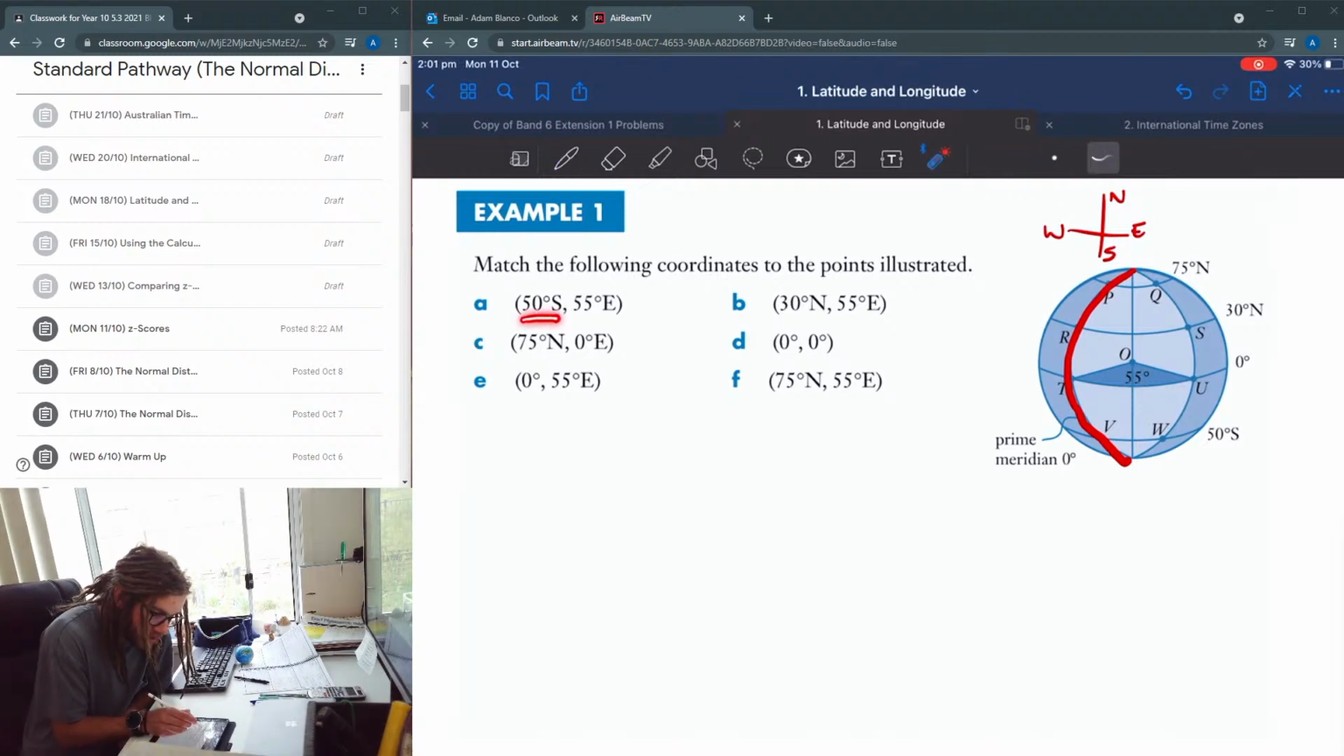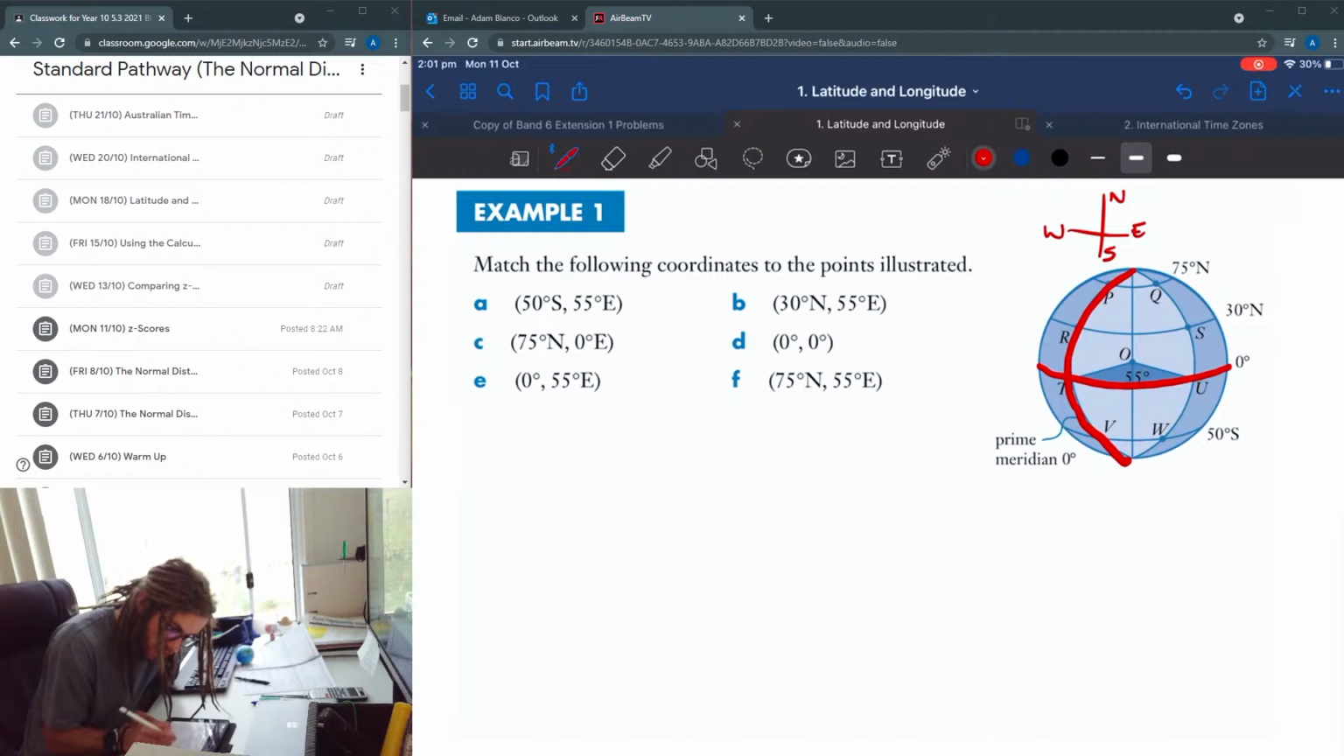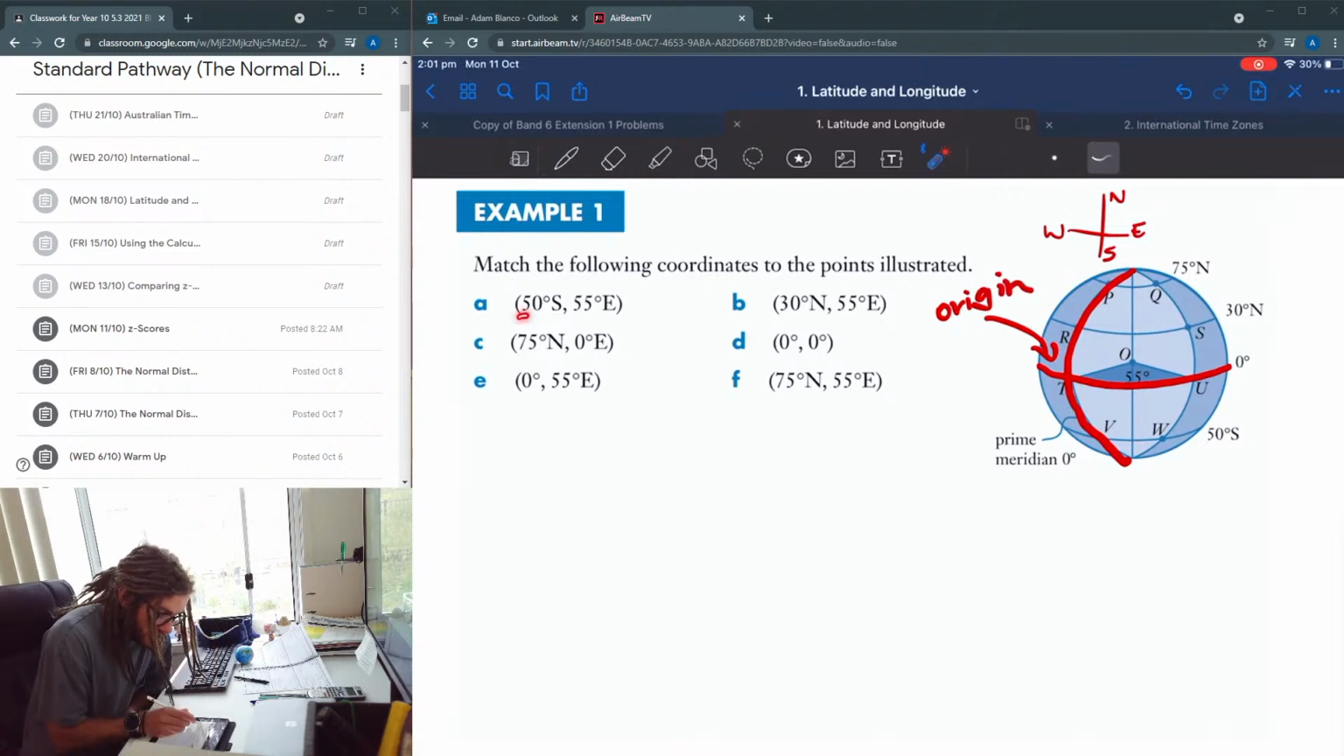So 50 degrees south. So I'm starting here, and actually, let me draw the 0 degrees. So that is like my origin. Okay, so 50 degrees south. So I start here, and I go 50 degrees south. So that's here now, just based off this. 50 degrees south, and then 55 east. So east is this direction. So now I'm going to go this 55 degrees to there. So that puts me to there. So that's W.